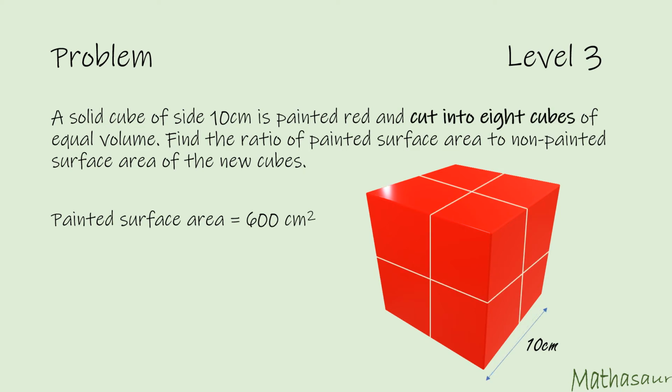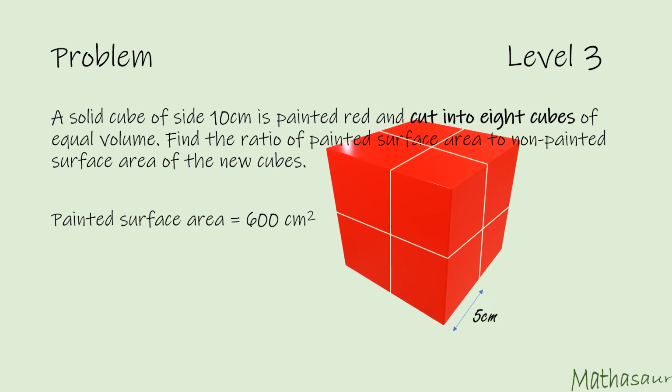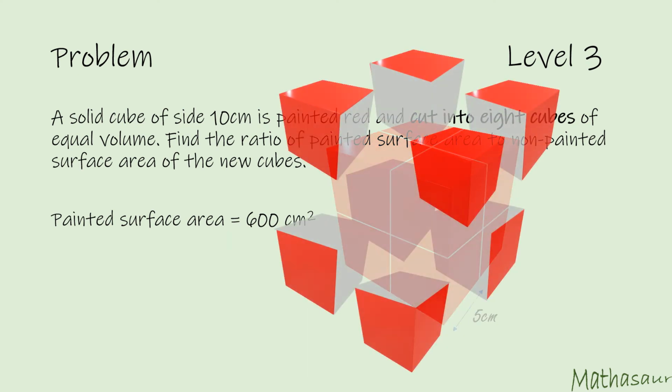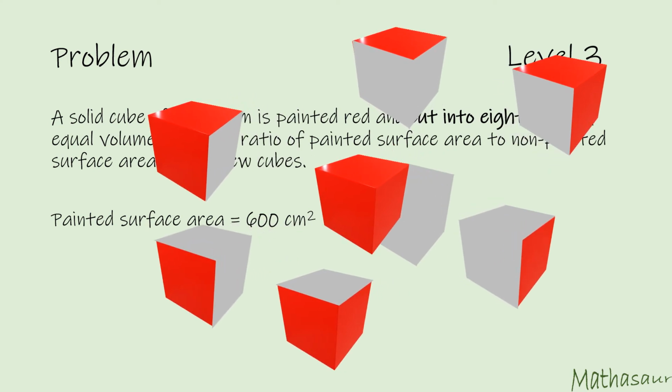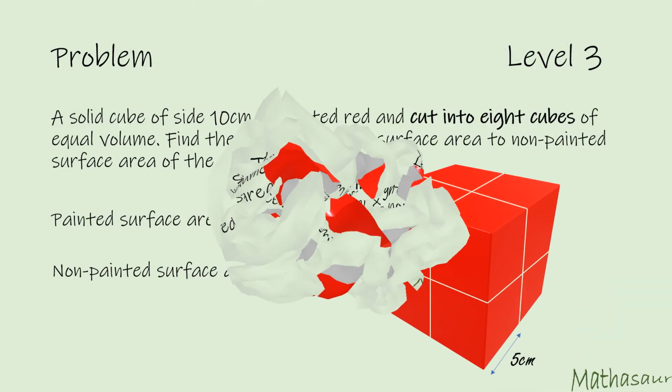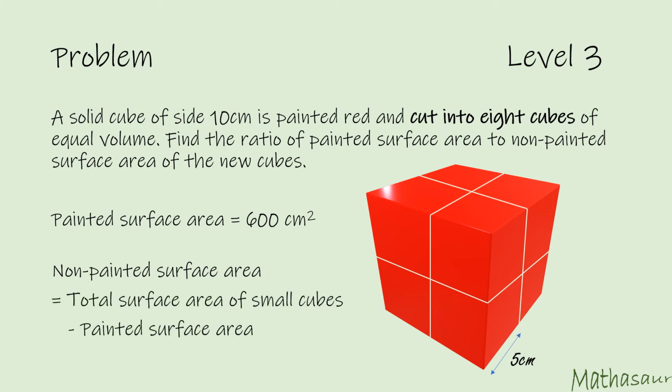Okay, now let us cut this into 8 cubes. Now each cube would have a side of 5 centimeters. Alright, we have divided this into 8 cubes. But how do we find out the non-painted area of this? Oh my, this is more difficult than I thought. Is there another way around this problem? We could actually find out the total surface area of the smaller cubes and subtract the painted surface area which we found from the bigger cube.